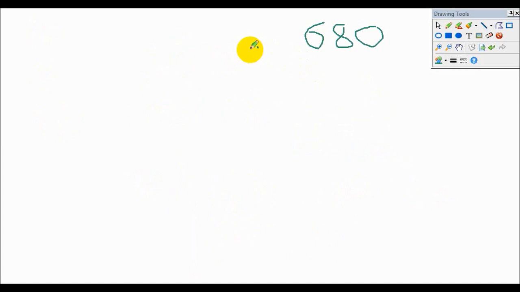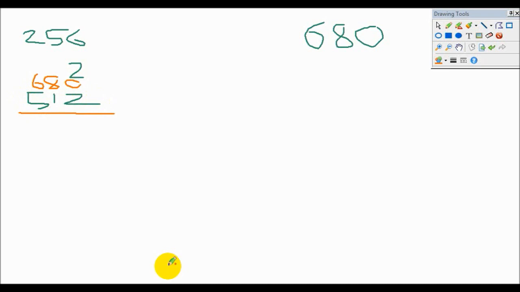Let's take a larger number, 680. We know that 256 will definitely go into 680. 256 will actually go in a maximum of 2 times. So that's 512. What are we left with after that? Well, let's just do a quick subtraction. 168.